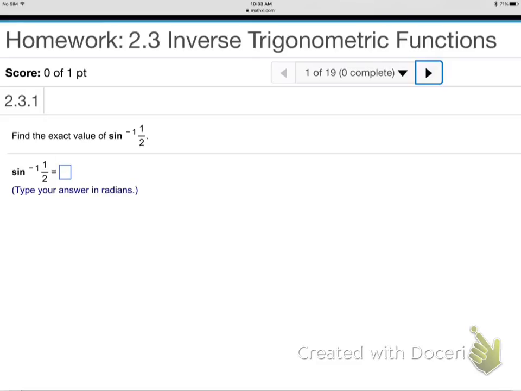So, sine inverse of a half. I'll put parentheses, you don't have to have them, but sine inverse of a half. Okay, how do we do this? How does this work? Inverse functions. What do they do? That's an inverse function. Let's talk about what inverse functions first do.